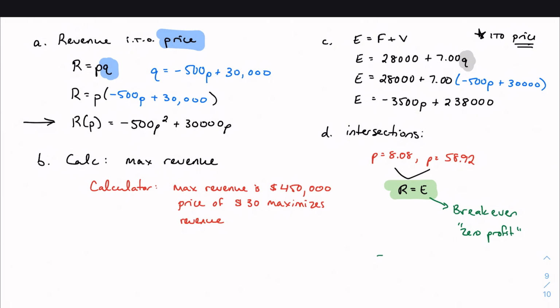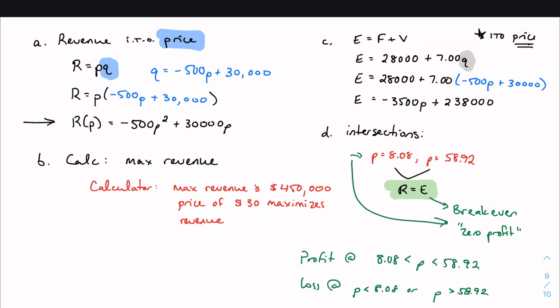So what would happen is that if I pick a price between those values, if I pick something between about $8 and about $59, then my revenue is greater than my expense and I have a profit. Otherwise, I have a loss, right? If I'm less than $8 or if I'm more than $59, I'm losing money. So the importance of these intersection points is that they are my break-even points. They are my points where I roughly make as much as it costs me to produce my item.